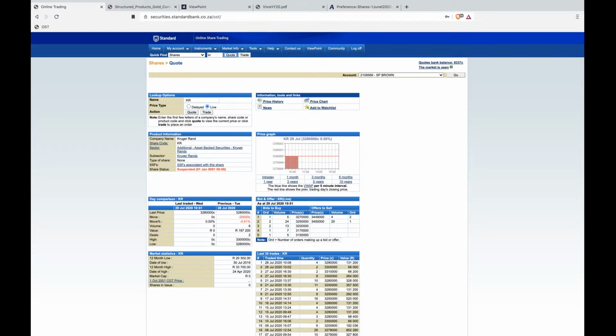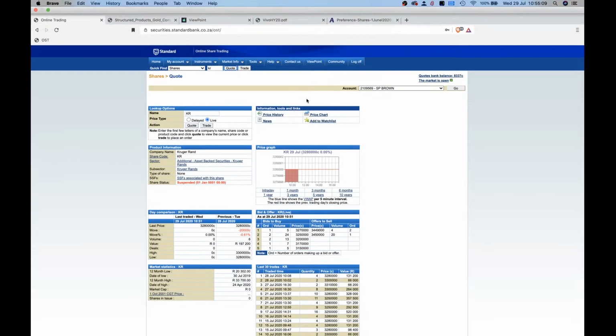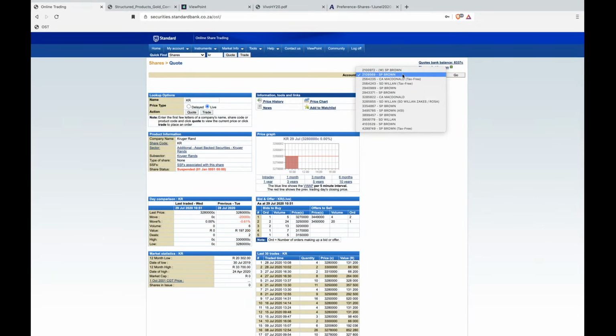Question: could you apply in different online share trading accounts? You absolutely could, but there would be a 50,000 minimum per account. So you can see I've got the multiple accounts up there. You can apply in different ones, but you would have to do 50,000 each.